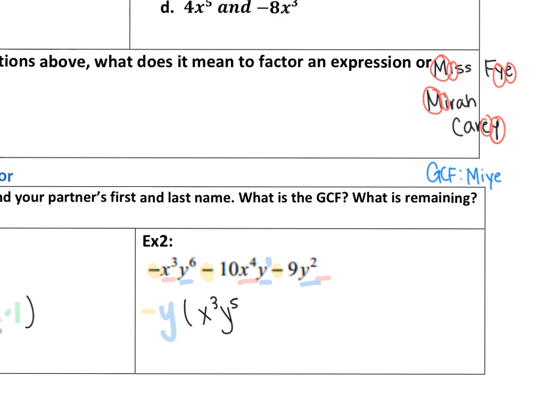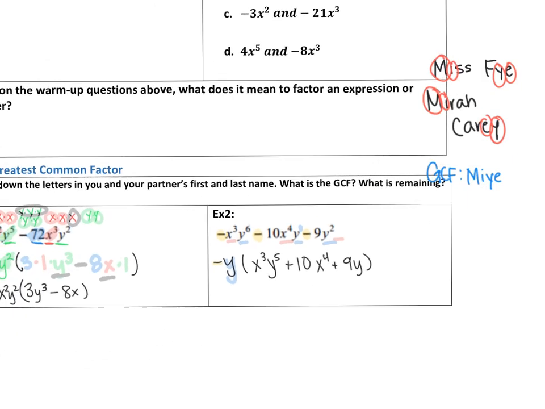A negative y out of the second one is going to leave me with plus 10. I know it's plus now instead of minus because I took the negative out front with the GCF. X to the fourth. No y because the only y that it has I've already pulled out front as a GCF. Plus 9y. Again, how do I know this is correct? Because if I were to multiply or distribute this negative y back out, I should end up with the thing that I started with.